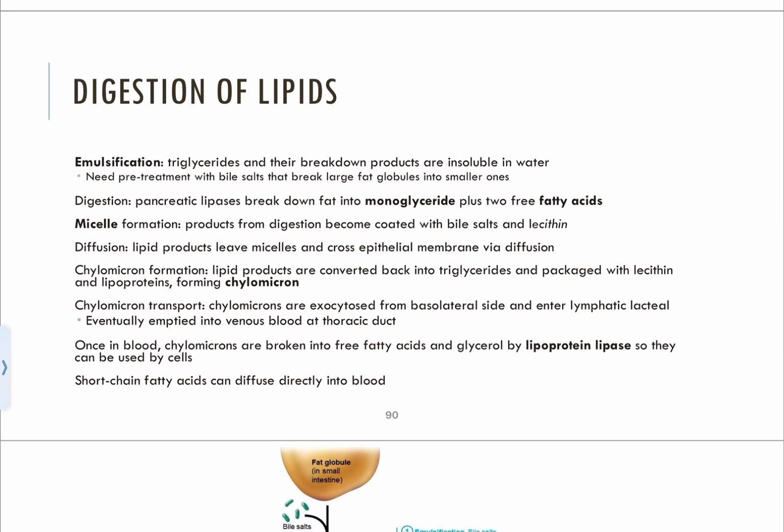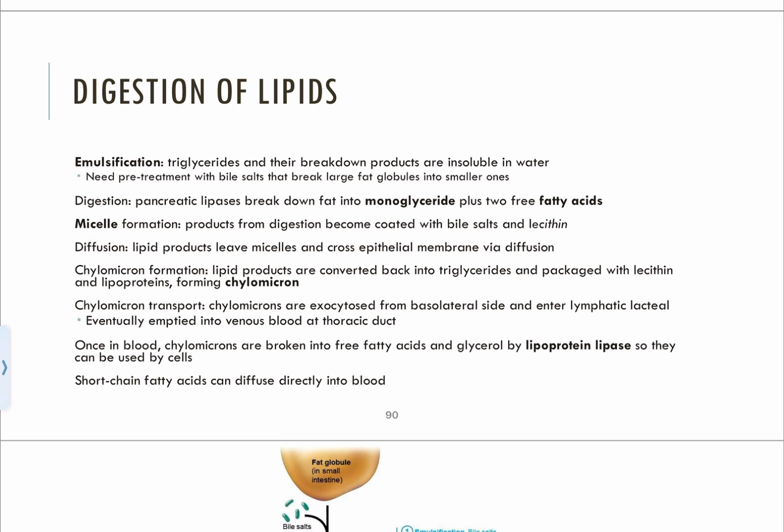Okay, our next macromolecule is going to be lipids. Lipids are a little bit different. They have a slightly different process in order to get them into and out of the enterocyte. So we go through a process that's called emulsification. Because the triglycerides and their breakdown products are not soluble in water, they need what we call a pre-treatment. And this pre-treatment is basically incorporation of bile salts.